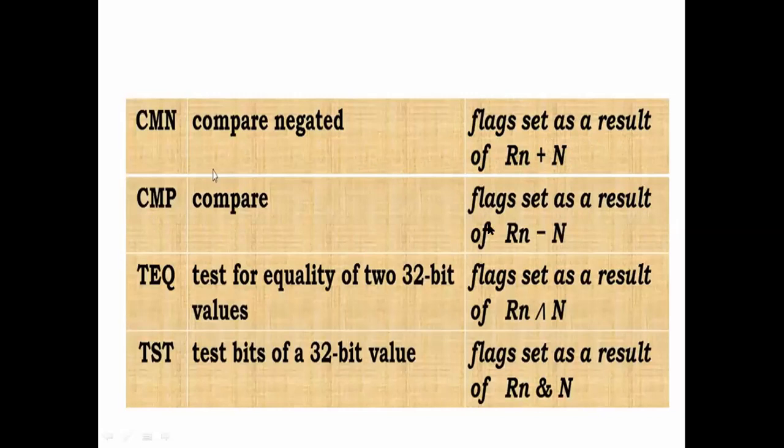And compare means it is the same as what we have seen previously in the microcontroller or processor. It will do the subtraction, so flags will be affected. Test and equality means it will do the exclusive OR operation of Rn and N, and flags will be affected. Test means it will do the AND operation of Rn and N, and next flags will be affected.